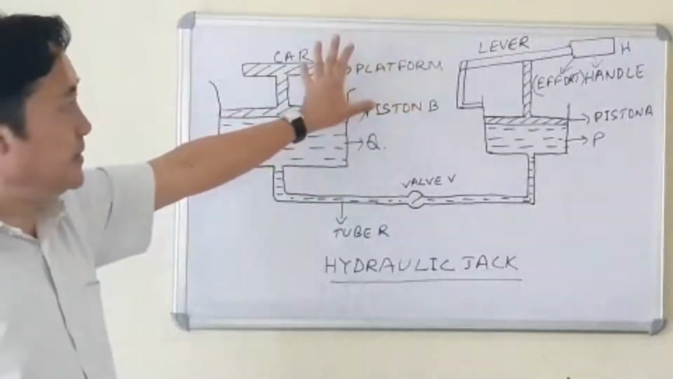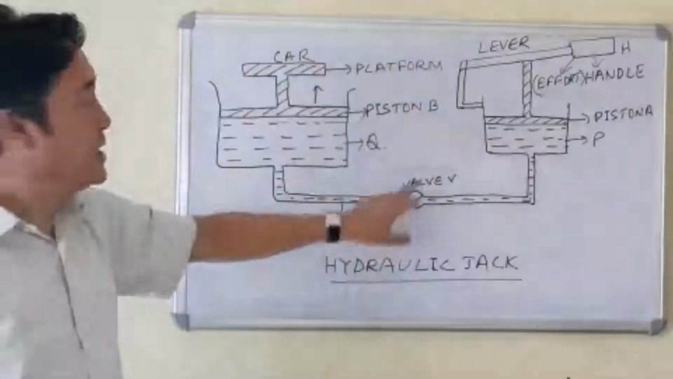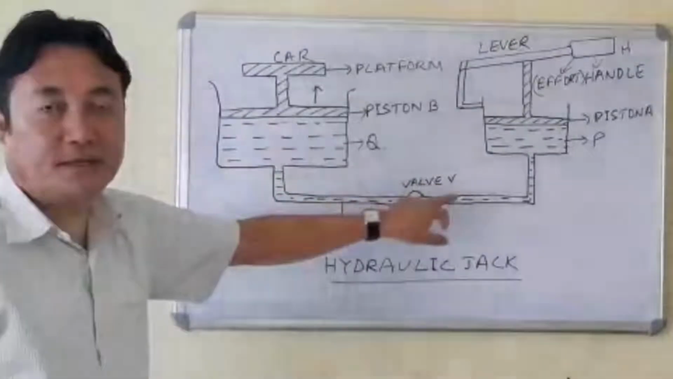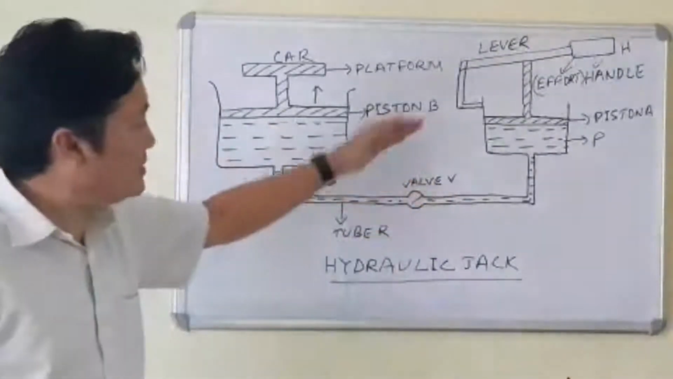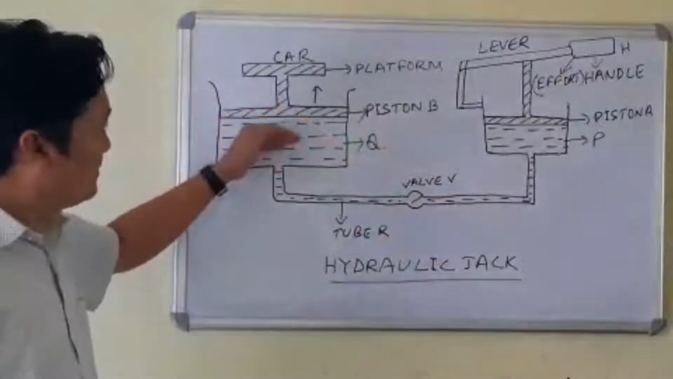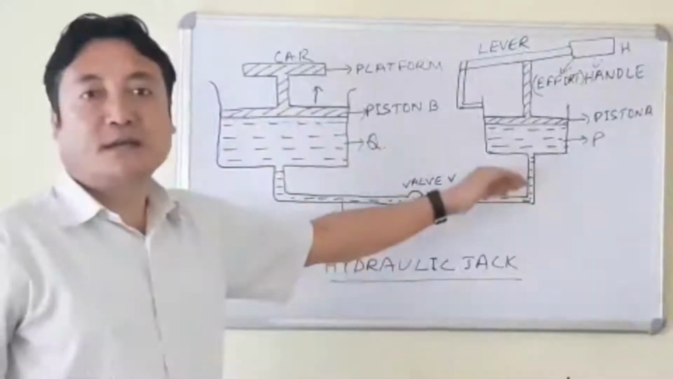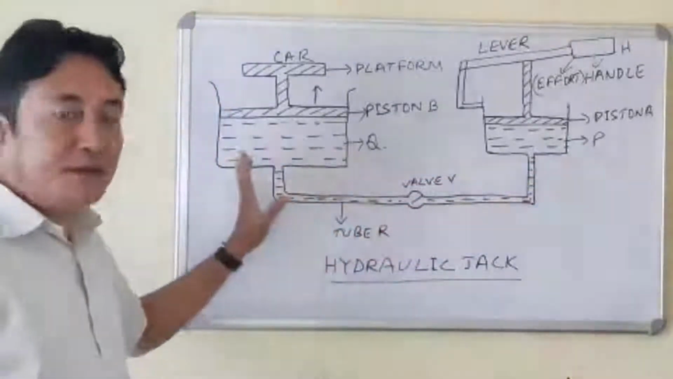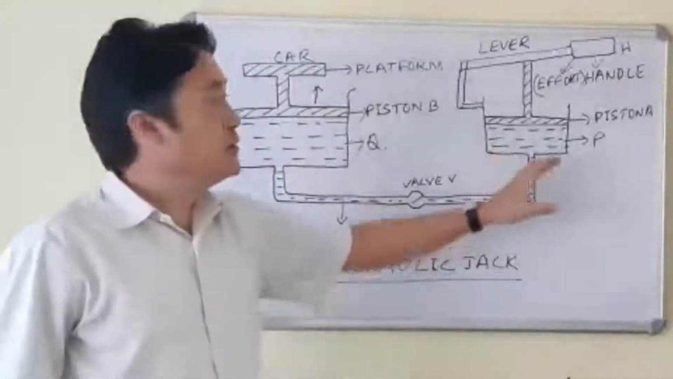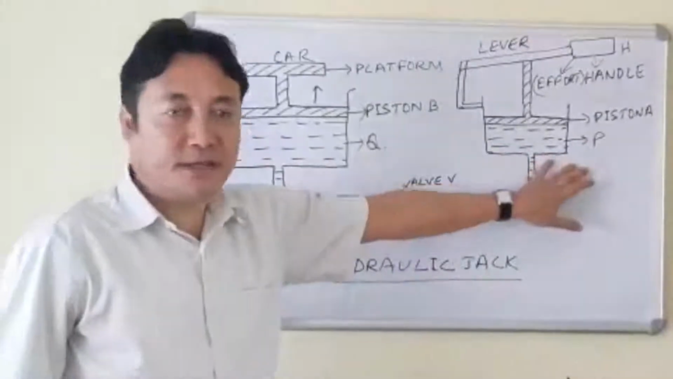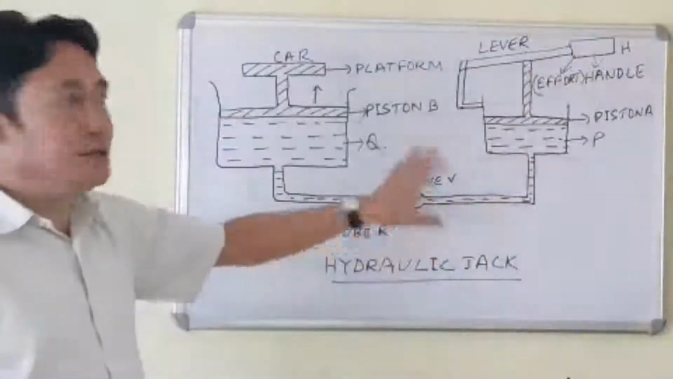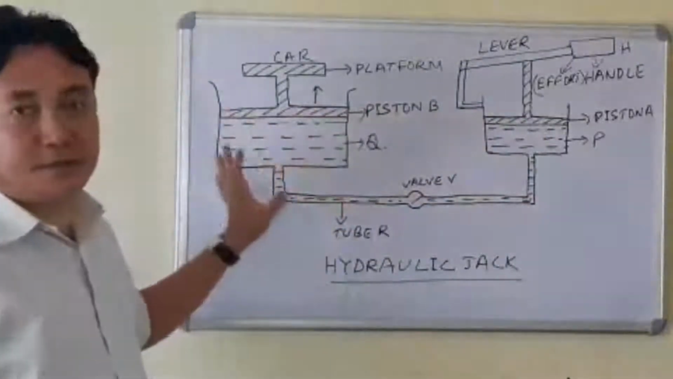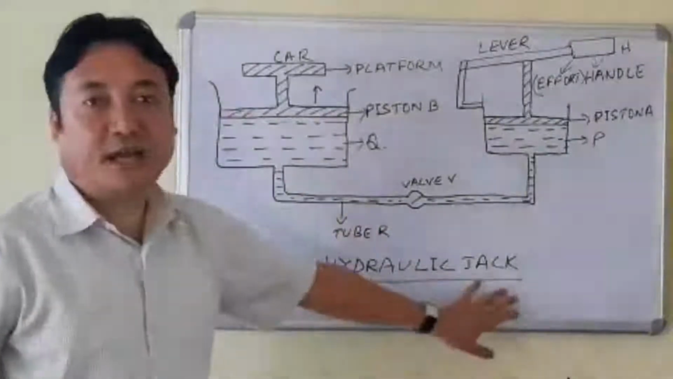Once the water has entered vessel Q, the valve V gets closed. Once the valve V is closed, the water from Q will not come back to the vessel P. That means this valve will prevent the backward flow of water towards the vessel P. And the valve gets closed due to the equal pressure exerted on the two vessels P and Q. So this way the hydraulic jack works.